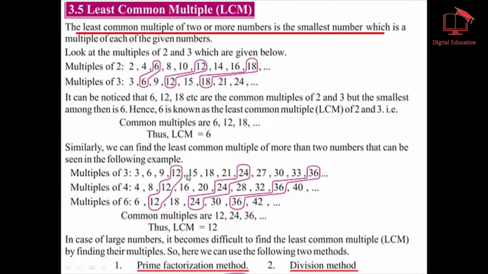Now same for the second example. Here we have the same common multiples of 3, 4 and 6. But the least common multiple is only 12 because this is the smallest number. Now same for HCF, LCM also has two methods. First, prime factorization method and second, division method.